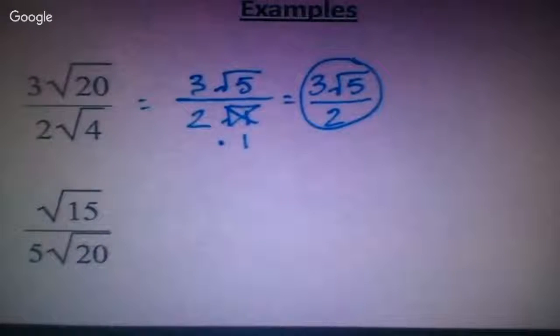No. You can only divide if they have the same index. So I can't take a square root and divide by a cubed root. But if I had a cubed root and a cubed root, you would do the same steps. It's just the cubed root instead of the square root. So with a cubed and a squared, you can't do it at all, or is it just different steps? You can't do it at all. Cannot be divided.